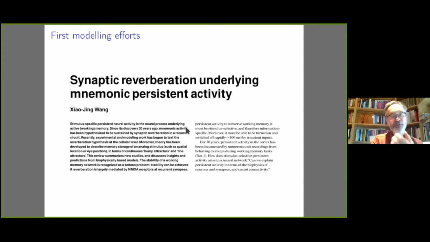So modelers have started working on the subject very early on, early 90s. At the beginning, they used a lot of models based on differential equations representing the activity of small groups of neurons. And you have a first review by Xiaojing Wang in the early 2000s, giving you a panorama of what was done at that time.